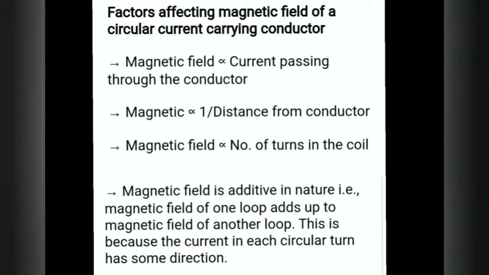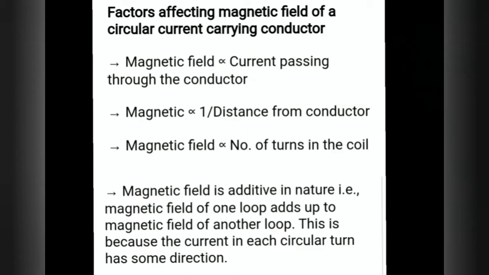And the next one is magnetic field is inversely proportional to distance from conductor. If the compass is placed away from the wire, then we can observe that the deflection in the needle decreases. That means magnetic field strength is weaker away from the wire. Therefore, magnetic field is inversely proportional to distance from the conductor.